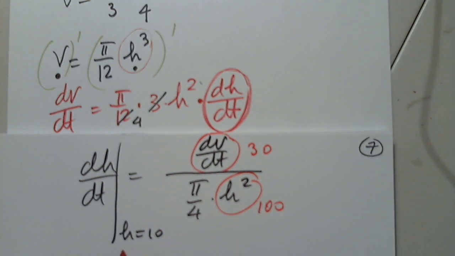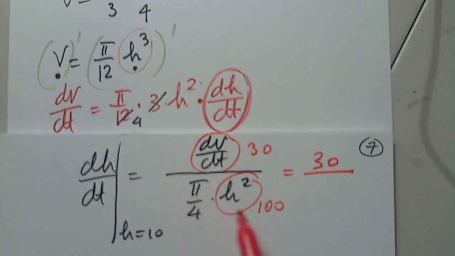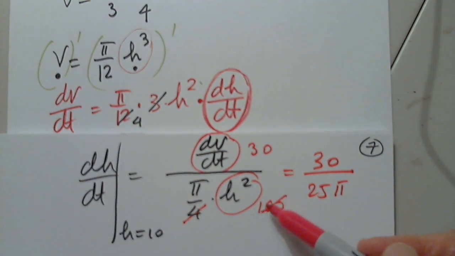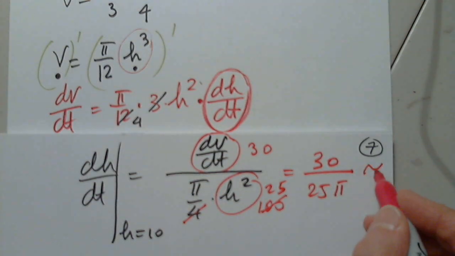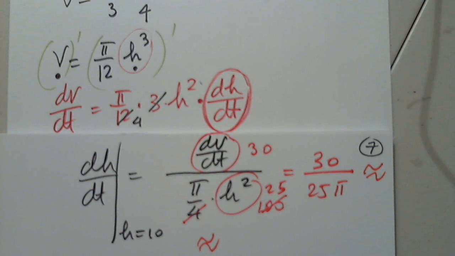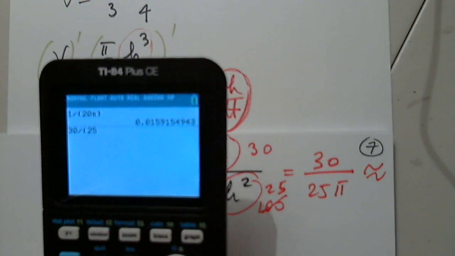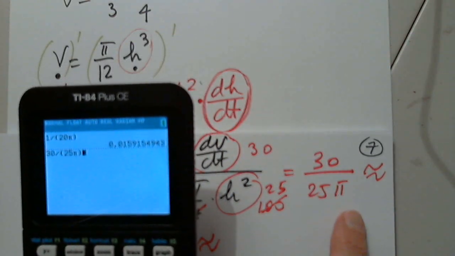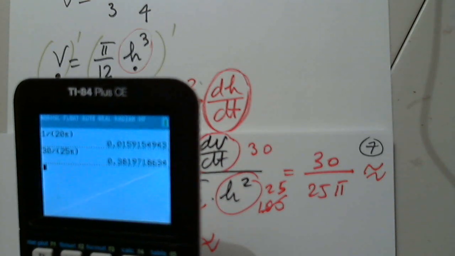because it's 10 squared. So I have the top 30. The denominator I'll simplify and I get 25 pi. When I simplify the 4 from the denominator with the 100 from the numerator, I get 25. 25 pi. It doesn't matter. I will approximate it. Please be very careful. You put parentheses around the denominator and you get 30 divided by parentheses 25 times pi and close. Yes, that's correct. 0.382.